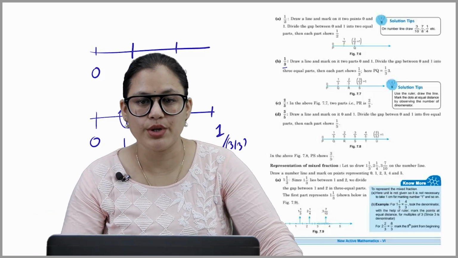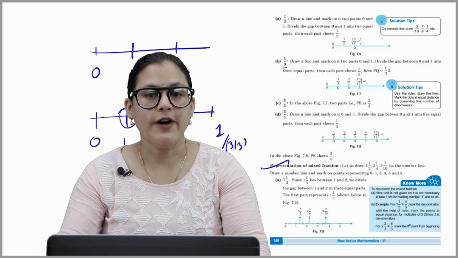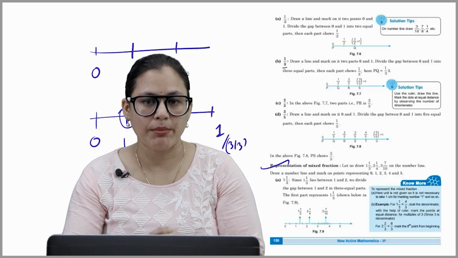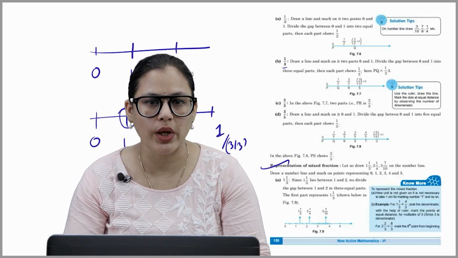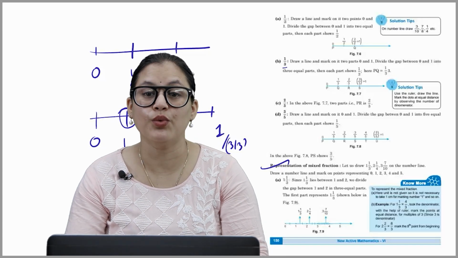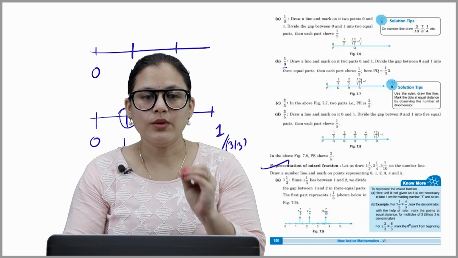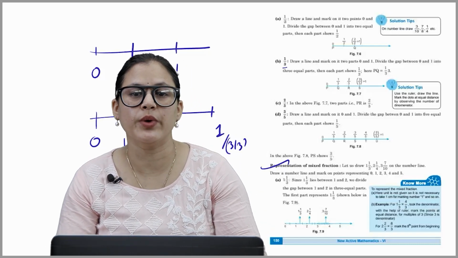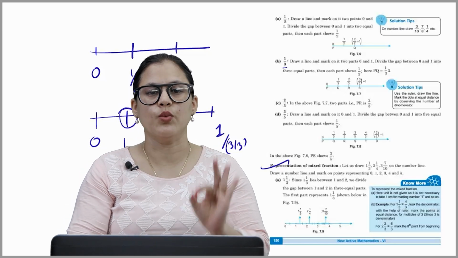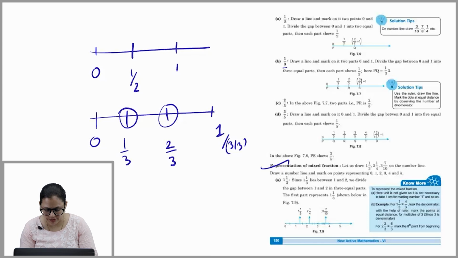Next, representation of a mixed fraction. Let us draw 1 whole 1 by 3, 2 whole 1 by 4, 3 whole 7 by 10 on the number line. Draw a number line and mark points representing 0, 1, 2, 3, 4 and 5. A, 1 whole 1 by 3. Since 1 whole 1 by 3 lies between 1 and 2, we divide the gap between 1 and 2 into 3 equal parts. The first part represents 1 whole 1 by 3, shown below in figure 7.9. See, you have to divide this gap into 3 equal parts. Have a look.